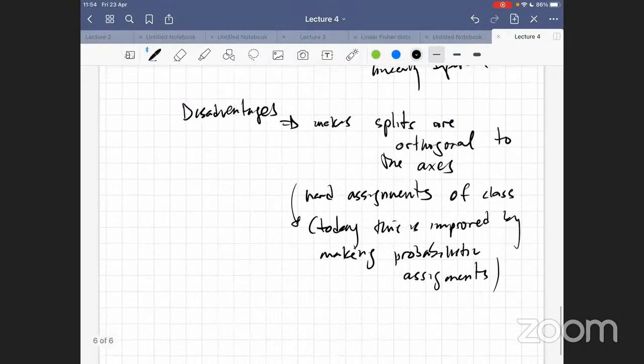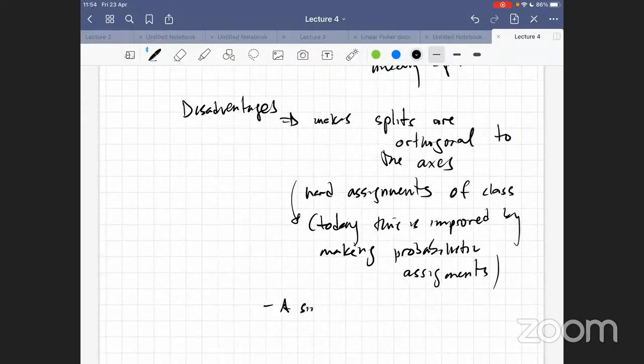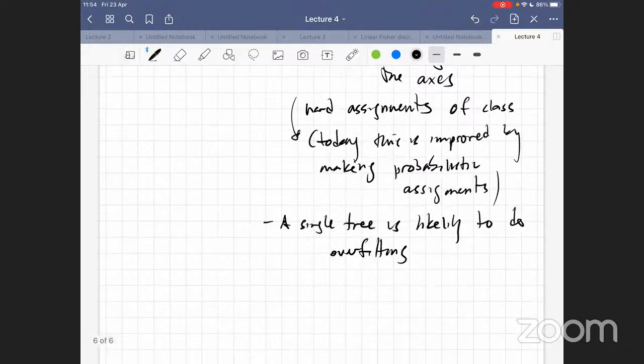Another disadvantage here is that a single tree is likely to overfit. Imagine that, for example, your criterion is I will stop when I reach level 10, but probably level 10 is too much, and then your regions are too small, and then probably your decision tree will overfit.